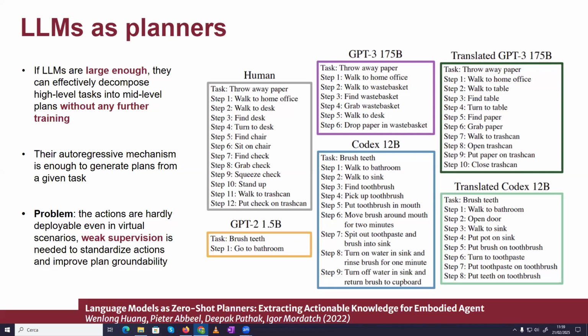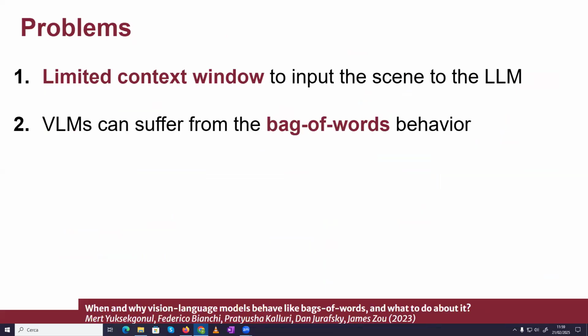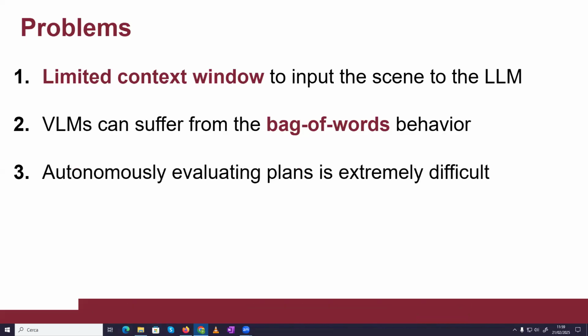The problem in this case is that the actions are hardly deployable in real scenarios, because words contain nuances: I can say go to a position with a large number of words, for example walk, navigate, go, and so on. Other problems are the limited context window that I have to input the scene to the LLM. In fact, I have to describe the scene, the situation in which the agent is. And visual language models suffer from the bag of words problem. They answer with the objects in the scene, but often we lose the spatial relations between the objects. And evaluating the plan autonomously is extremely difficult.